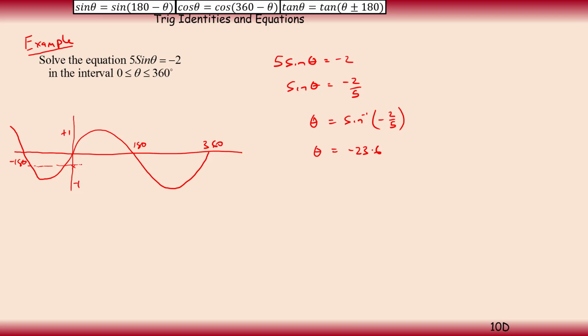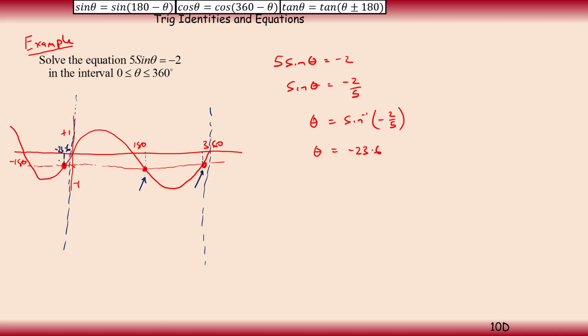Let's just draw the line. So I've got a solution there, another solution there, another solution there. The interval they've given me is 0 to 360. So it starts here up to here. So the solutions I'm looking for are these two. This solution that I found, which is minus 23.6, doesn't really count. But how can I find these angles here?